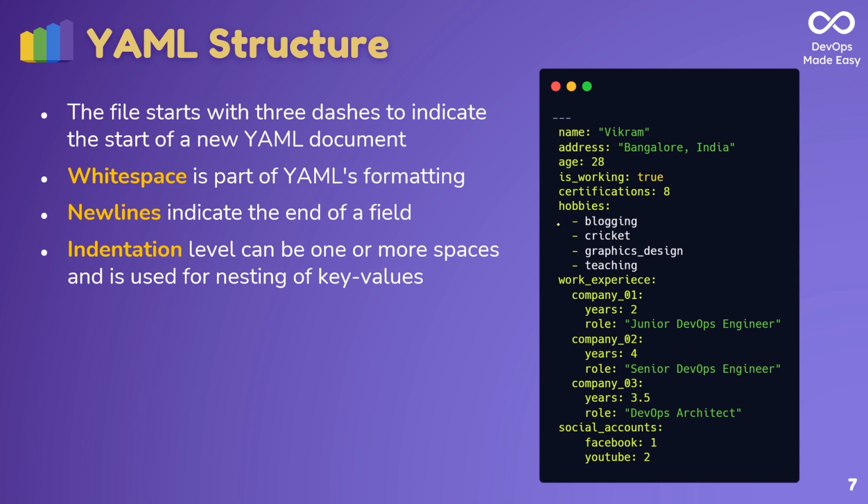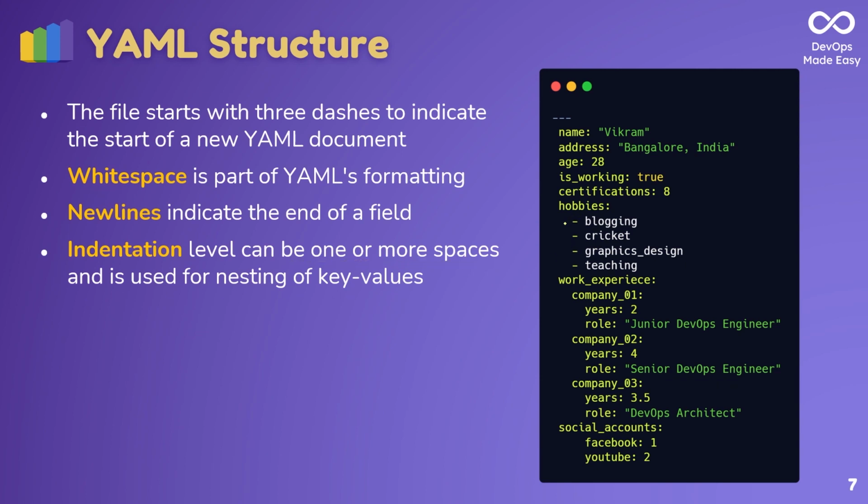Okay, so here I have used two white spaces. This is a part of YAML formatting, and new lines indicate the end of a field. So here, working is a key and true is a value. The next line indicates the end of this field. New lines mark the end of the previous field, and the white spaces are a part of YAML formatting. An indentation level can be one or more spaces and is used for nesting of key value pairs.